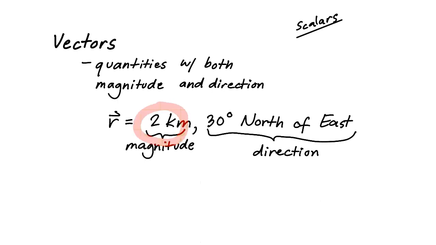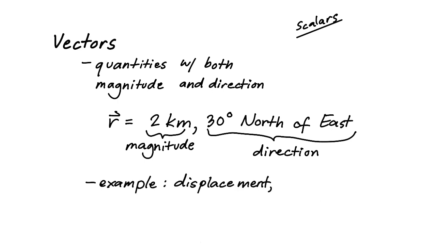Kung scalar siya, ito lang yung meron, 2 kilometers. We actually call that distance. Pero kung nilagyan mo na ng direction, it will become a vector. Actually, ang tawag natin sa vector na ito is a displacement. And that is one example of a vector quantity. Other examples ng vectors na ma-encounter natin in our discussions is velocity. Tapos we have force, and we have acceleration.